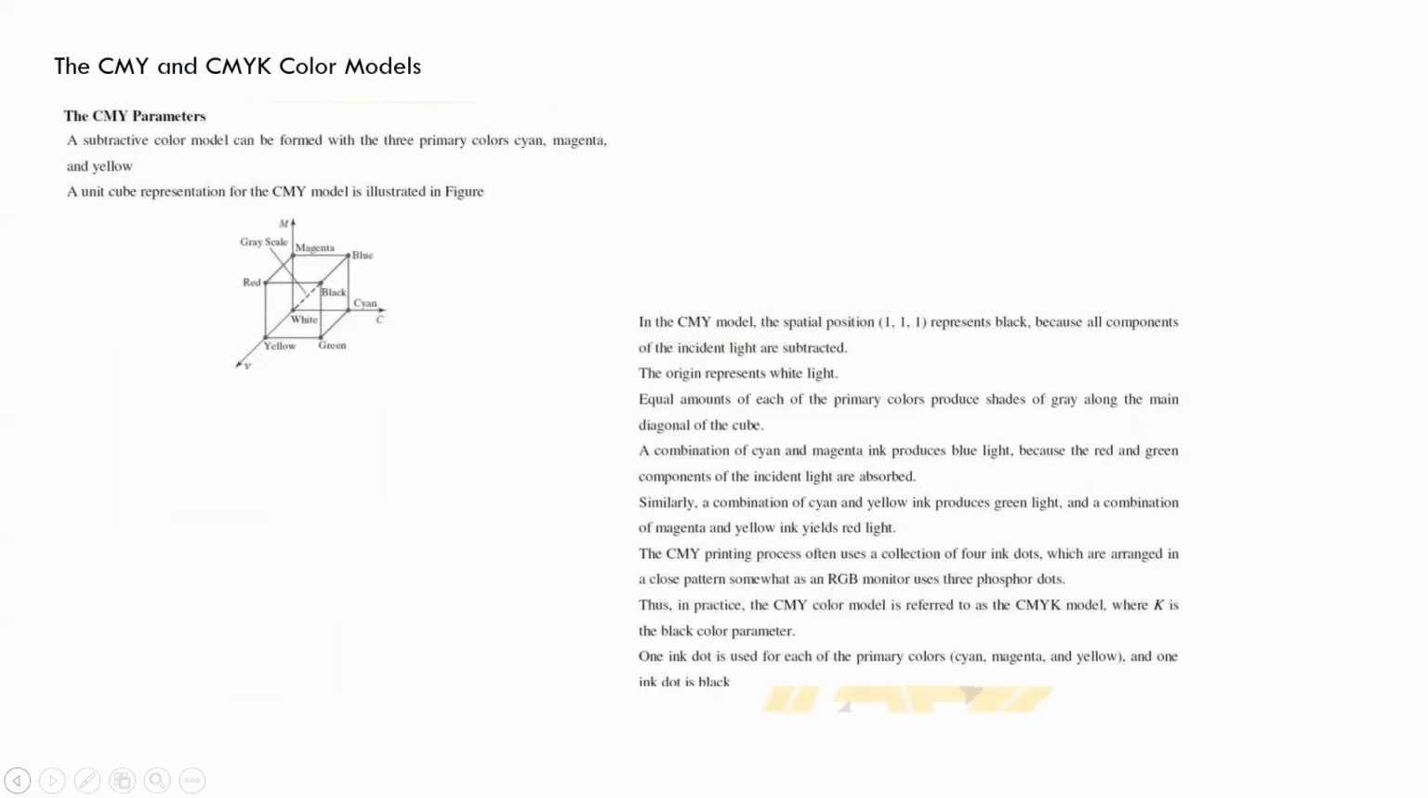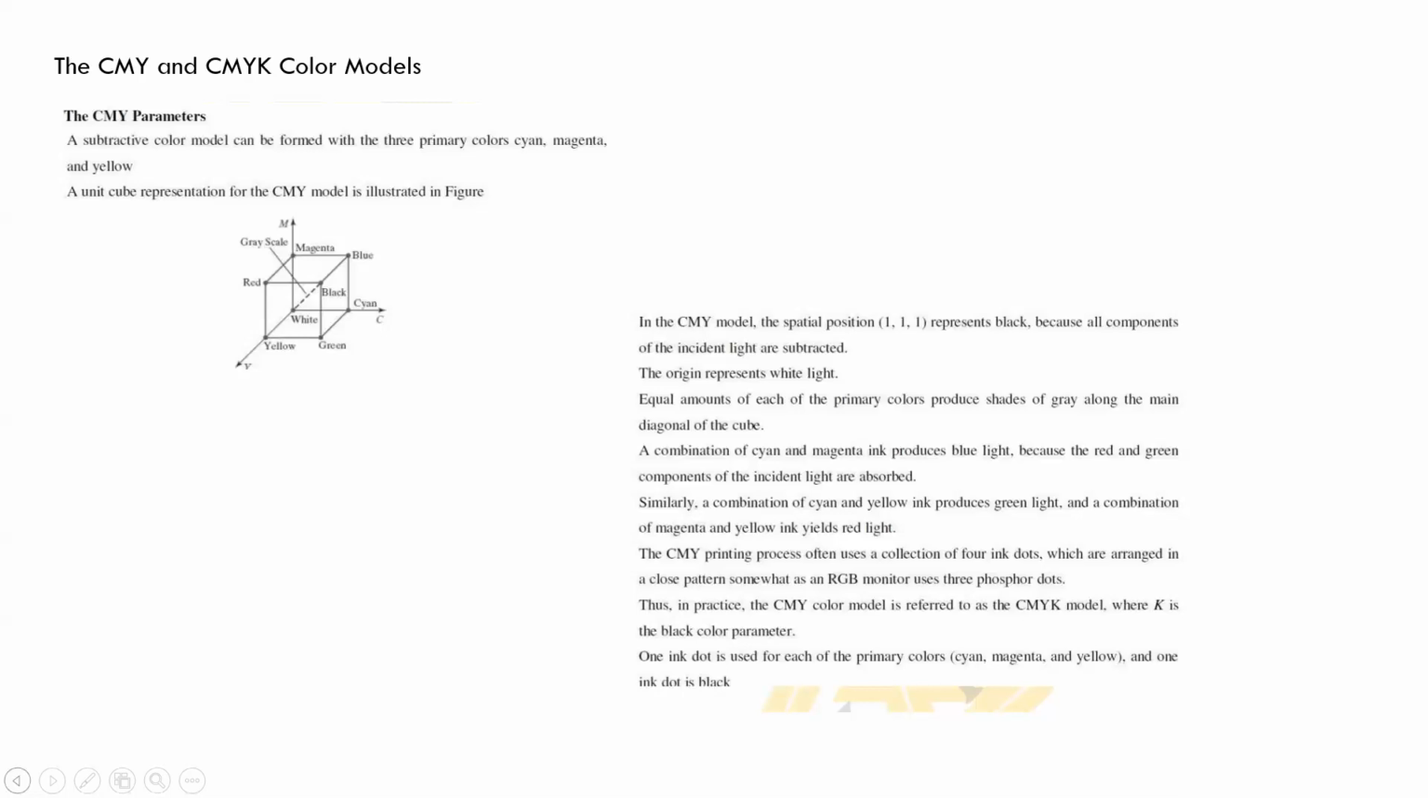So the CMY and CMYK color models. A subtractive color model can be formed with the three primary colors, that is cyan, magenta, and yellow, and the unit cube representation for the CMY model is presented with the help of the diagram given here. In the CMY model, the point 1, 1, 1 represents black because all components of the incident light are subtracted. The origin represents white light, and equal amounts of each of the primary colors produce shades of gray along the main diagonal of the cube.